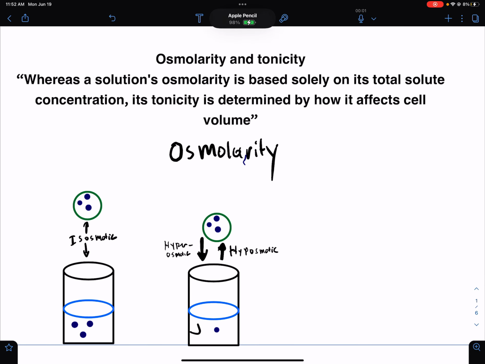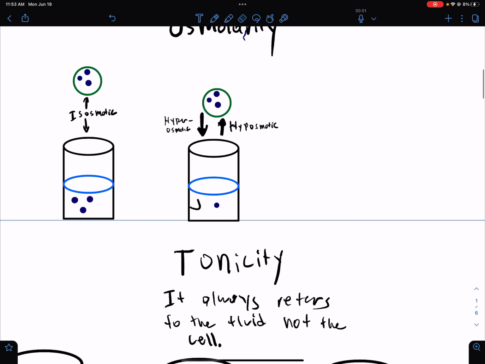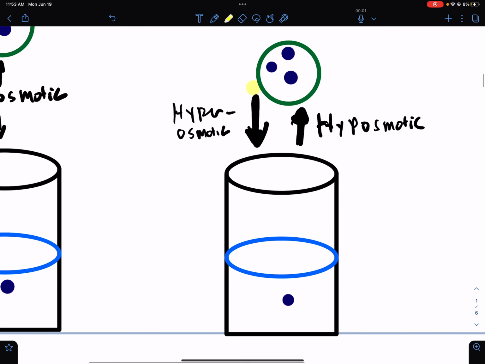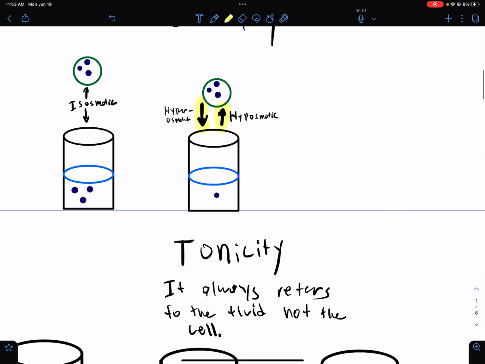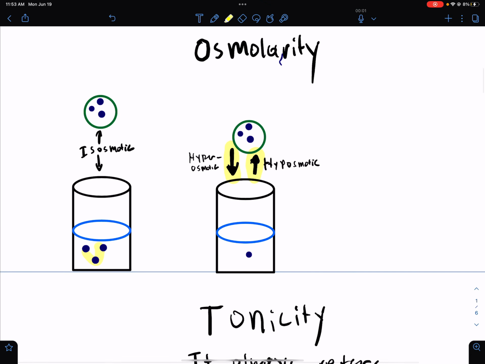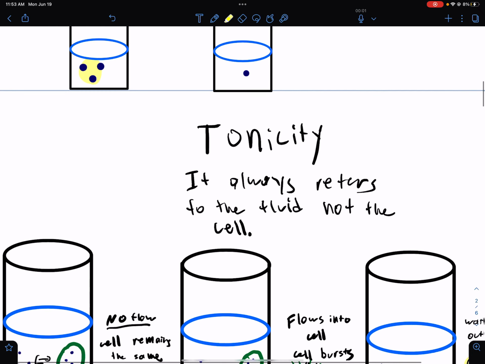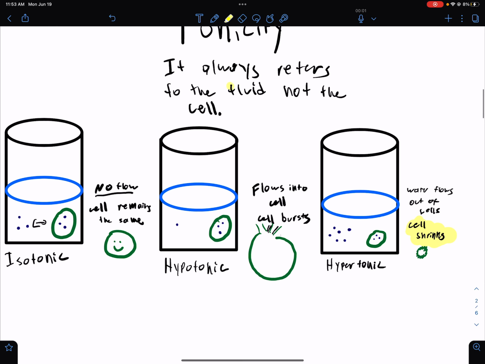Whereas a solution's osmolarity is based solely on its total solute concentration, its tonicity is determined by how it affects the cell volume. So osmolarity is pretty relative. If we look at this cell compared to this fluid, it would be hyperosmotic, whereas this fluid would be hypoosmotic to this cell. Just to mention isoosmotic, it would be the same concentration in both. For tonicity, it always refers to the fluid in regards to the cell.